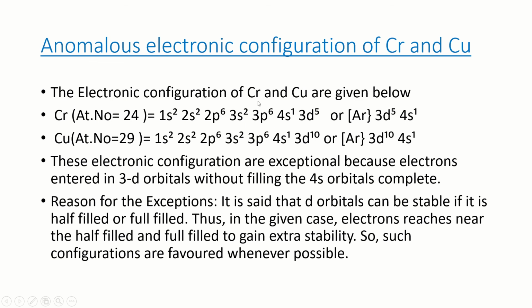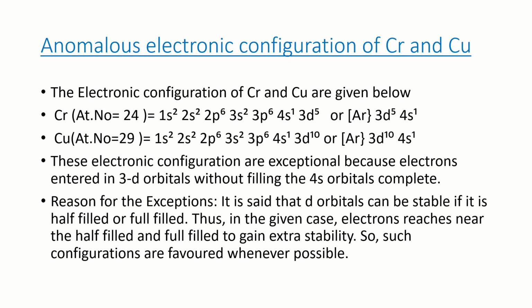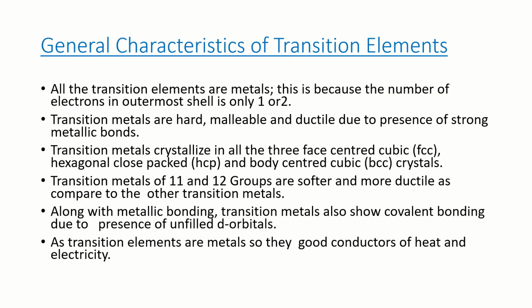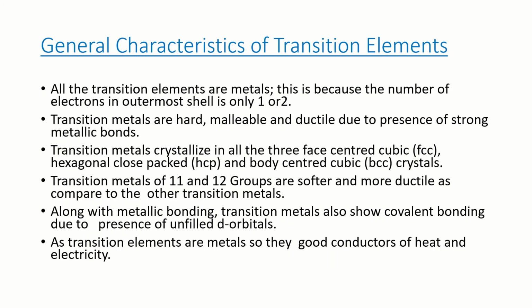Anomalous electronic configuration of chromium and copper. The electronic configuration for chromium, atomic number 24, is 3d5 4s1, and for copper 3d10 4s1. So the half-filled 3d5 and completely filled 3d10 orbitals give extra stability, and so such configurations are favored whenever possible.